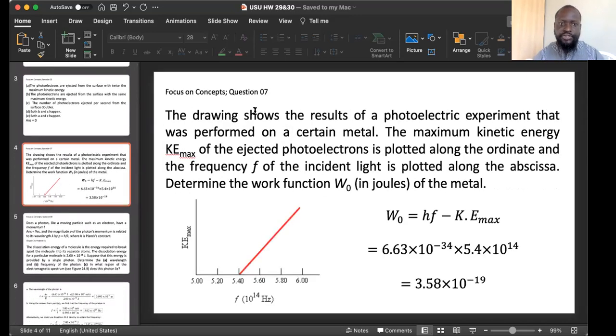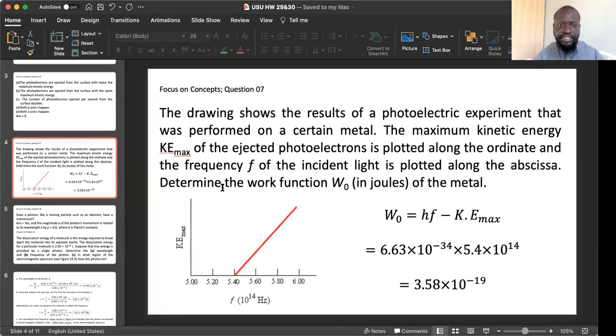Next, focus on concept question 07 says the drawing shows the results of a photoelectric experiment that was performed on a certain metal. The maximum kinetic energy, KE max, of the ejected photoelectrons is plotted along the ordinate, and the frequency of the incident light is plotted along the, we call it abscissa, say abscissa, however you pronounce it. Determine the work function in joules of the metal.